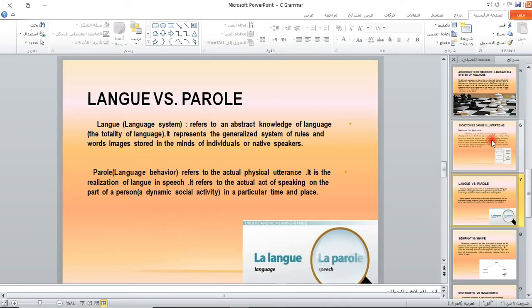Langue versus parole. Langue, the language system, refers to an abstract knowledge of language, meaning the totality of language. It represents the generalized system of rules, words and images stored in the minds of individuals or native speakers. Parole, language behavior, refers to actual physical utterance. It is the realization of language in speech. It refers to the actual act of speaking on the part of a person, a dynamic social activity in a particular time and place.